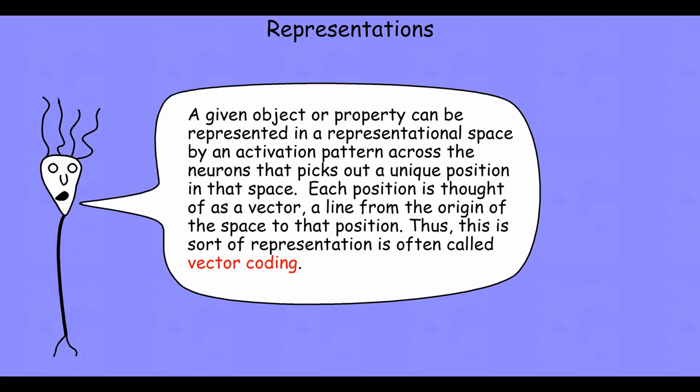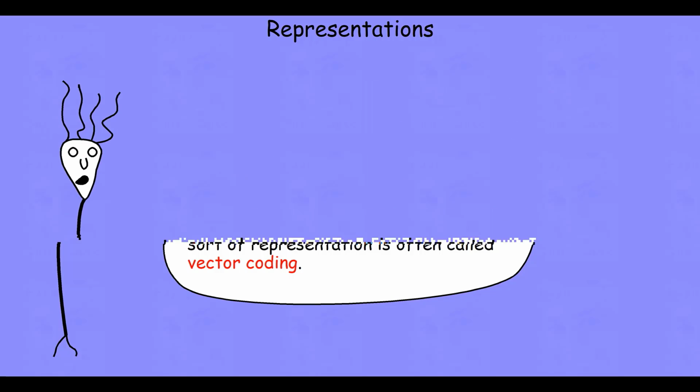A given object or property can be represented in a representational space by the activation pattern across that set of neurons. And that activation pattern will pick out a unique position in that space. Each position is then thought of as a vector, a line from the origin of the space to that position. And this sort of representation is often therefore called vector coding.